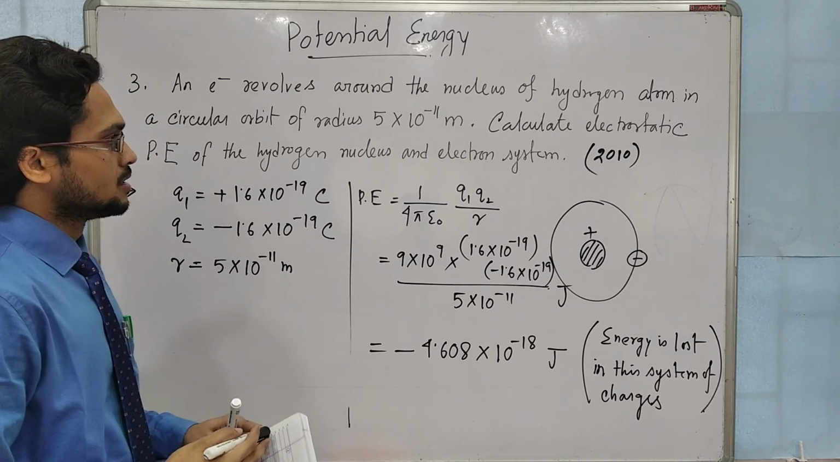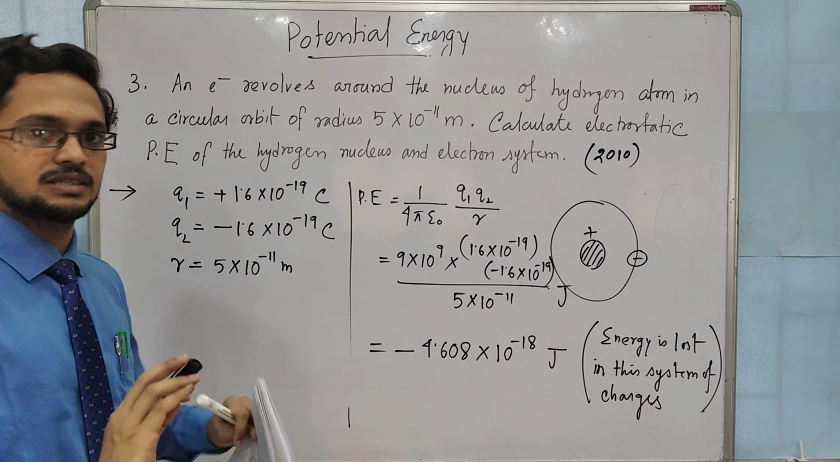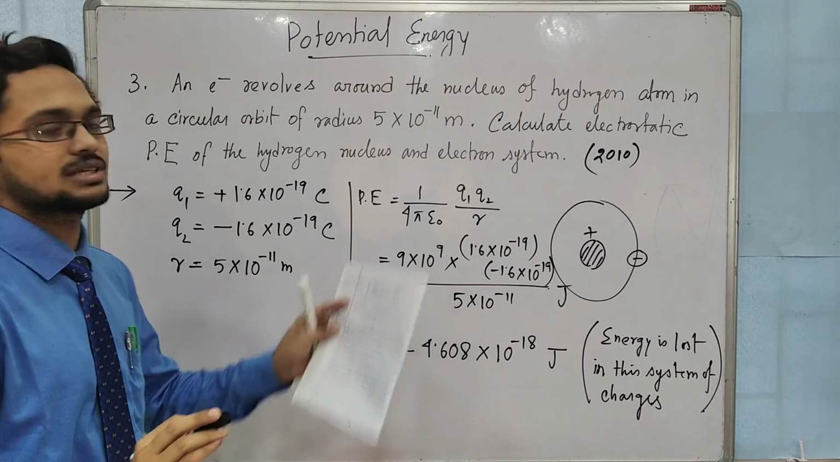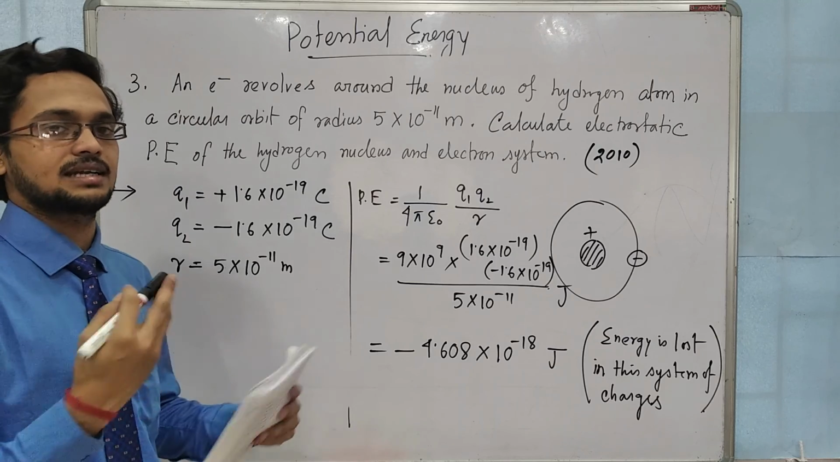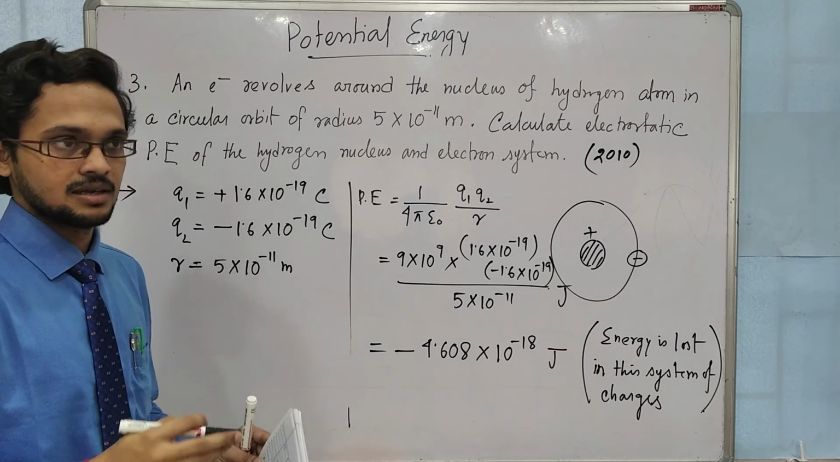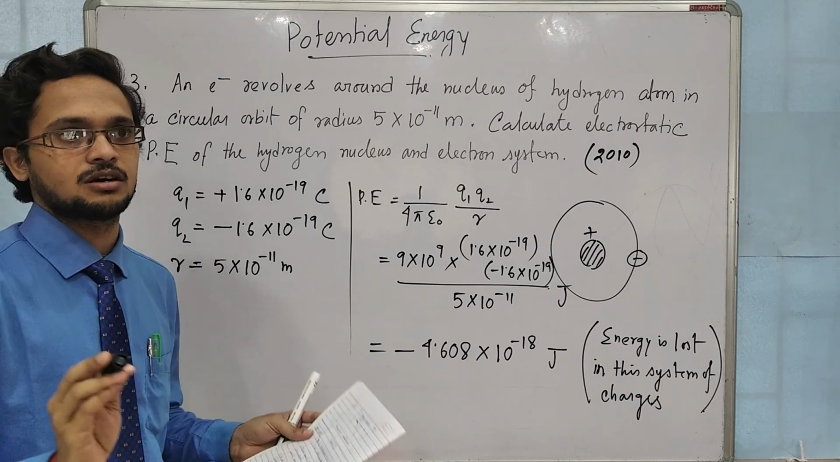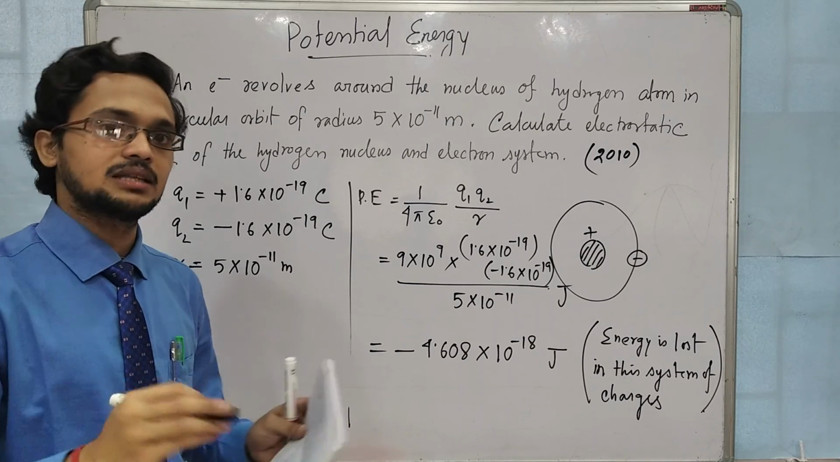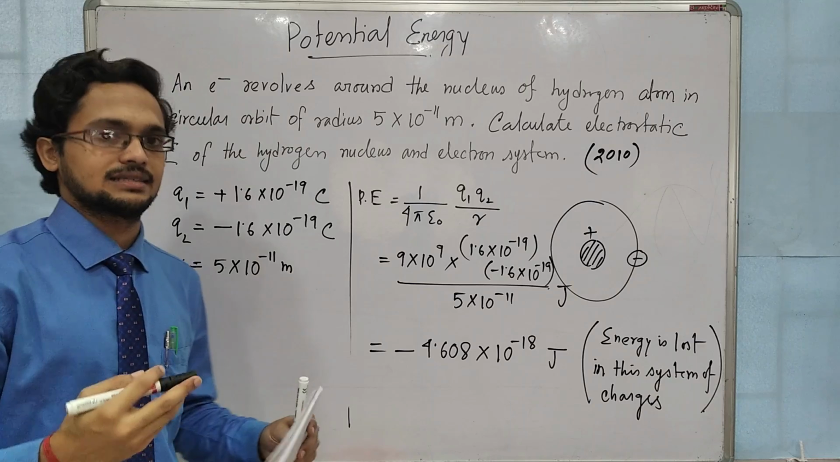In the next lecture we will see potential energy of a system of charges, not two charges there, more than two charges. How will you find the potential energy of that kind of system? That is very, very important. Suppose three charges are given, placed at the vertices of an equilateral triangle. Find the potential energy of that system. How will you find? That we will do in the next lecture.